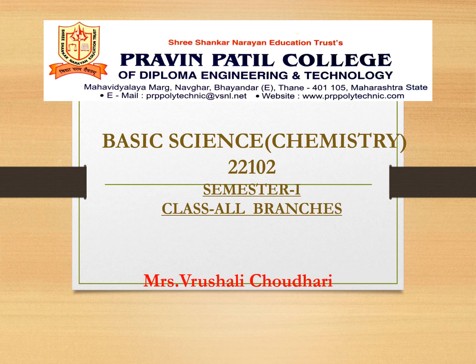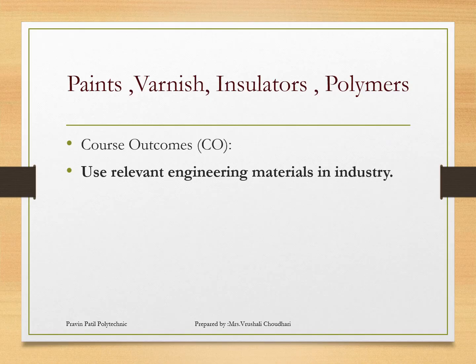We are going to learn basic science chemistry, subject code 22102 for semester 1. It is applicable to all branches. We are going to start the third chapter called Paints, Varnish, Insulator, Polymers. The course outcome of this chapter is to use relevant engineering materials in industry. It is not only limited to the industry, but it is also applicable for our household uses.